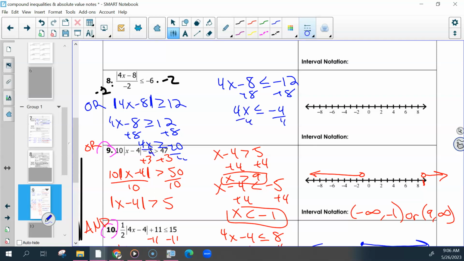Divide both sides by 4. We have x is greater than or equal to 5, and x is less than or equal to negative 1. Those should graph apart from each other, starting at negative 1, closed to the left, and starting at 5 to the right. And then that interval notation would start at negative infinity, stop at negative 1, that would be a bracket, or another bracket, 5 to infinity.